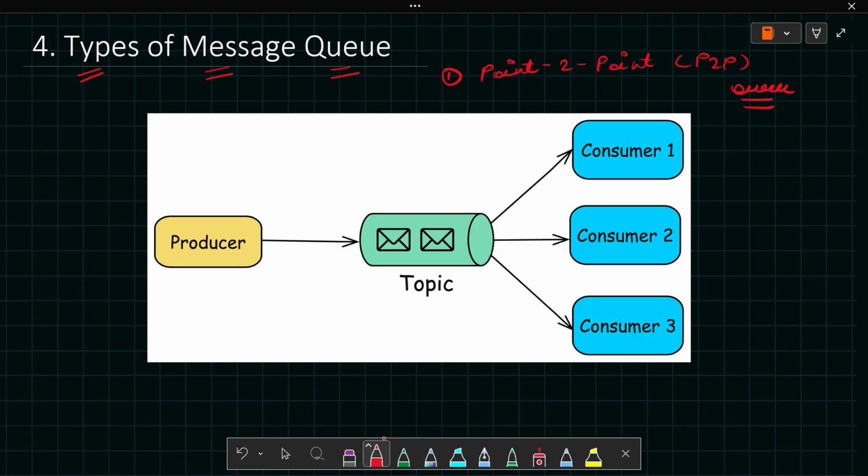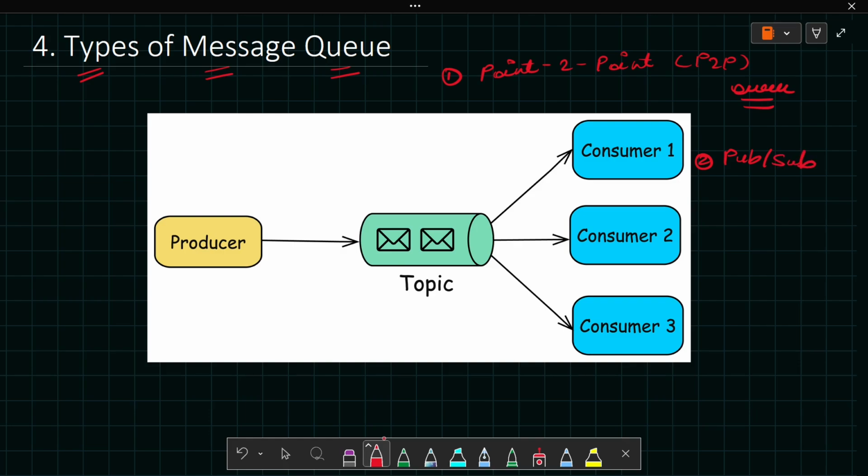It is used when a message needs to be processed by a single consumer, such as in a task processing system. You might have seen a task processing system where there is a need for point to point mapping, one to one mapping. So one producer and one consumer. The second is pub sub.